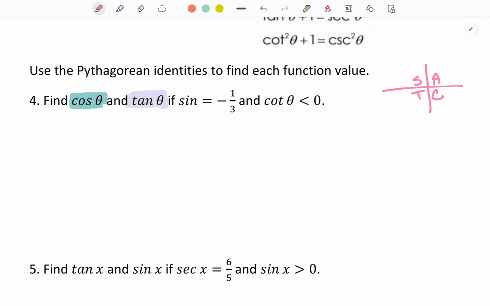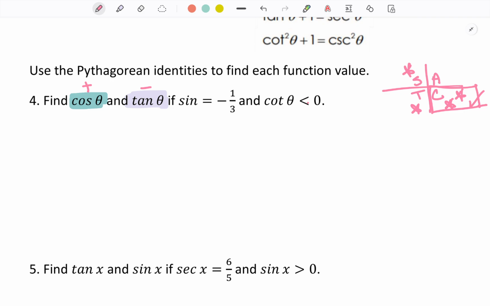Sine can be negative in quadrant 3 and quadrant 4. And then cotangent is also less than 0, so that means that it is negative. So cotangent can be negative in quadrants 2 and quadrant 4. So this value is in quadrant 4. So our cosine will be positive, and our tangent will be negative.